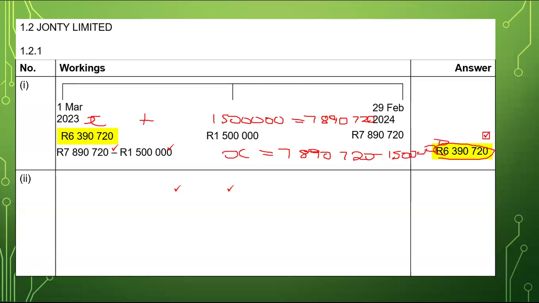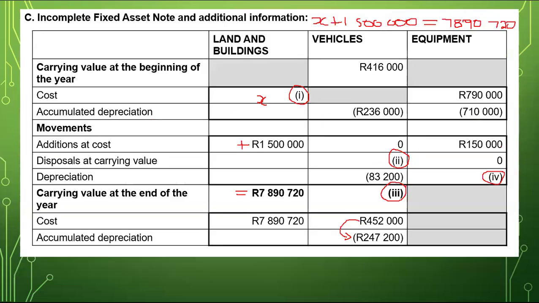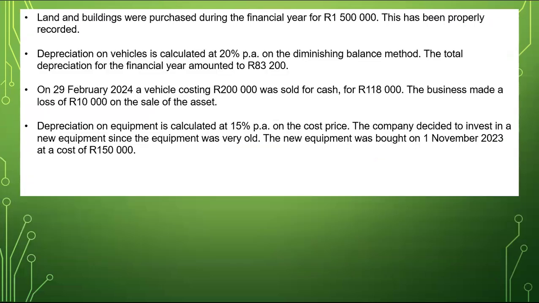All right. I'm going to show you what we need to calculate next, which is number two. Number two relates to vehicles, and this is the information that you got. Read through it. I'm going to give you like a minute. Let me give you 2 minutes.